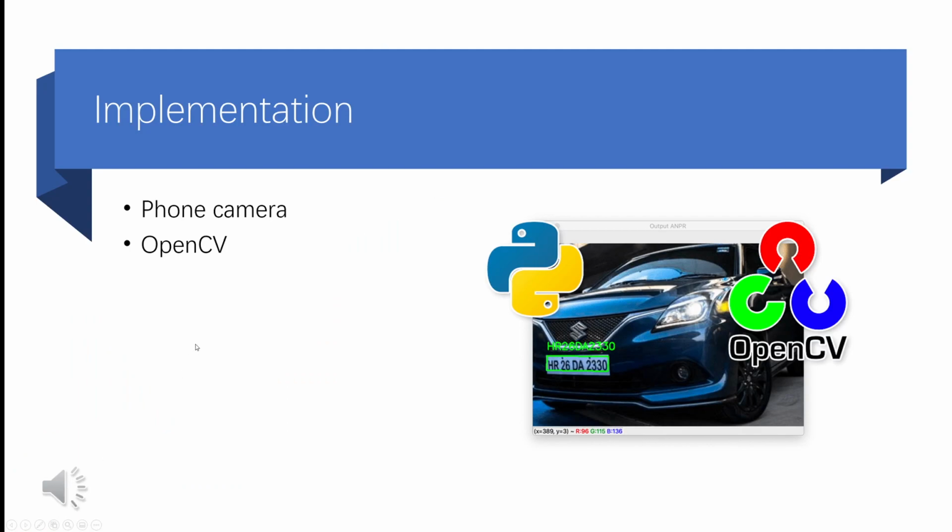For this project, I'm going to simply work with OpenCV and my phone camera, using the phone to take photos of the cars, and then use the OpenCV code to recognize the number plate.